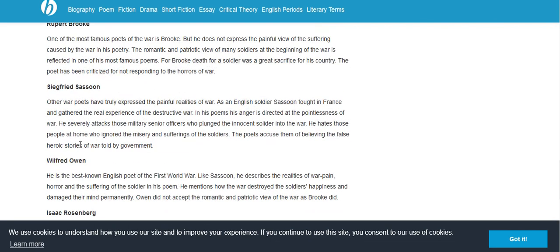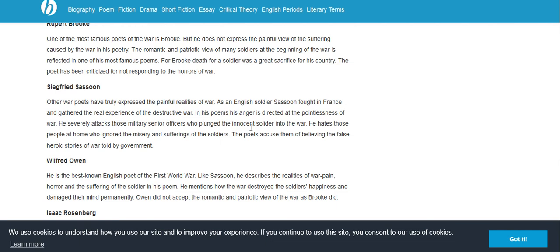Siegfried Sassoon. Other war poets have truly expressed the painful realities of war. As an English soldier, Sassoon fought in France and gathered real experience of the destructive war. So Siegfried Sassoon was a soldier and a poet as well. He expressed his real experience of war in his poetry.